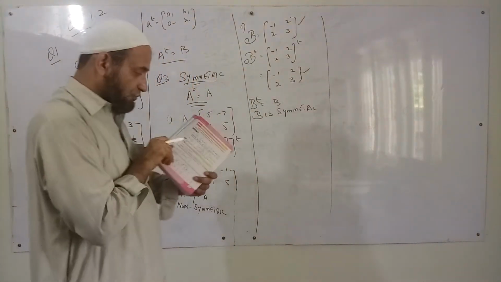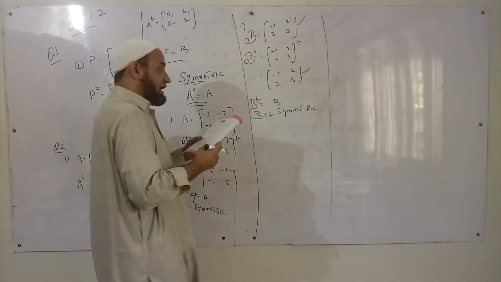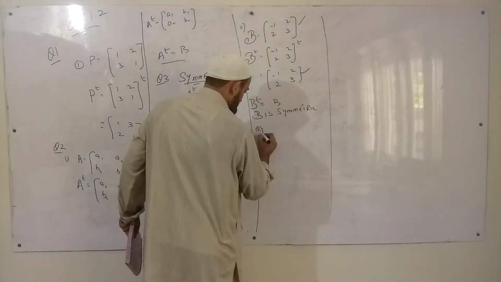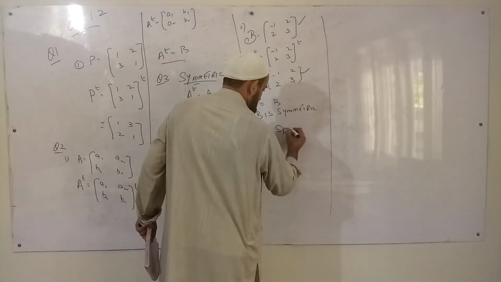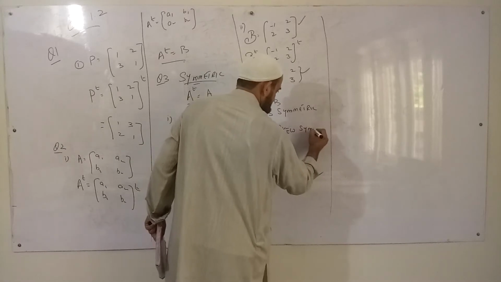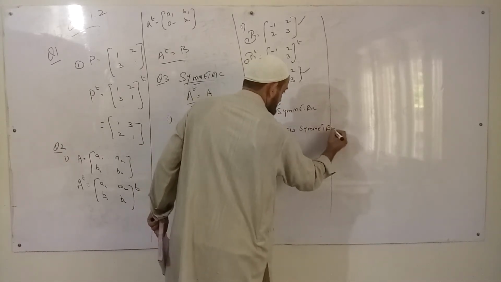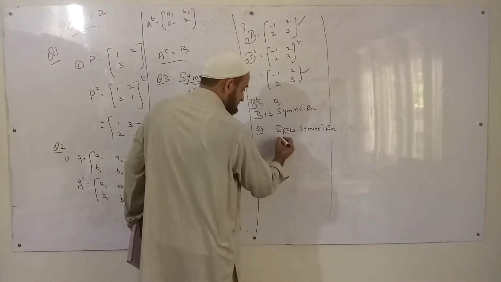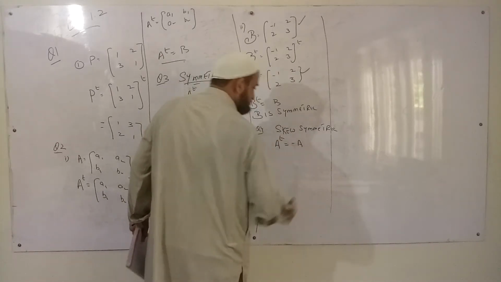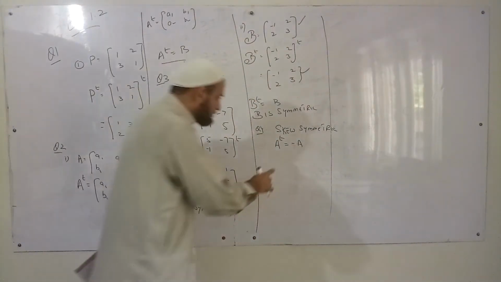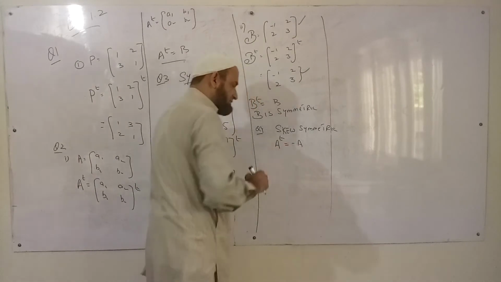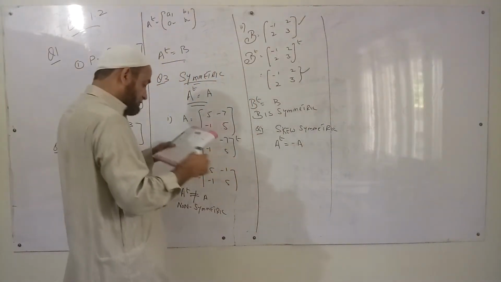Now, question number 4. Which of the following are skew symmetric? If we take the transpose of A and we get minus A, it's called skew symmetric, when there is a minus there. Now, we do part A.